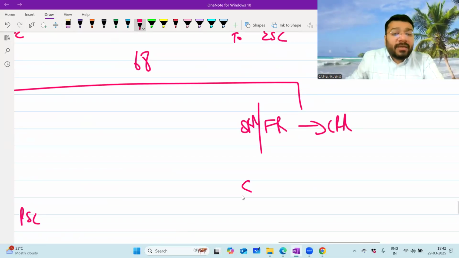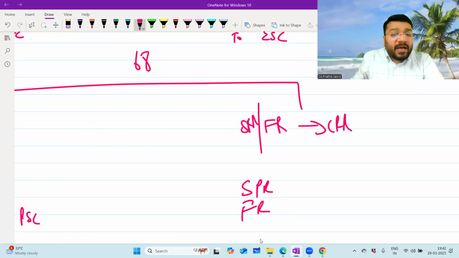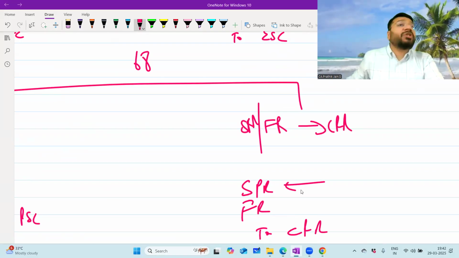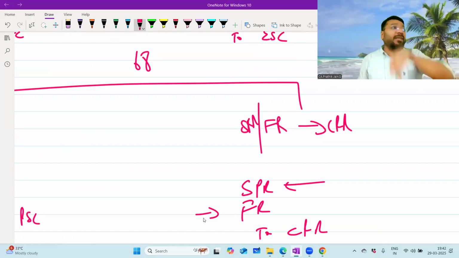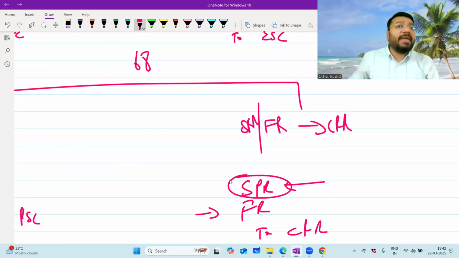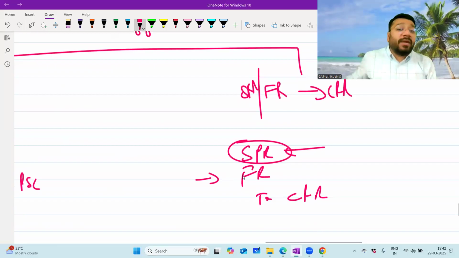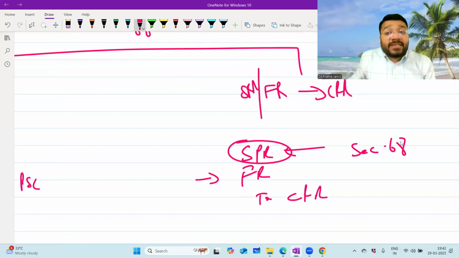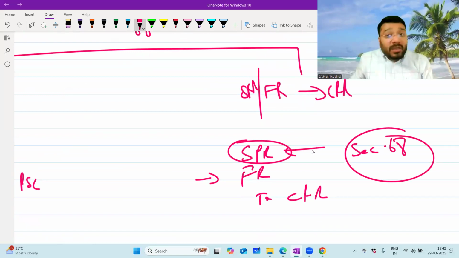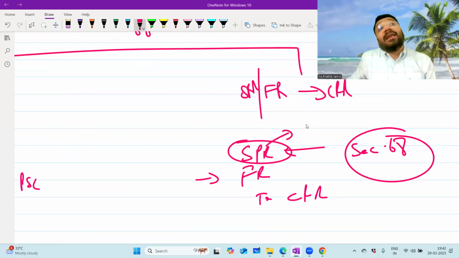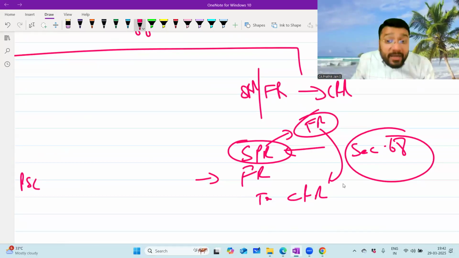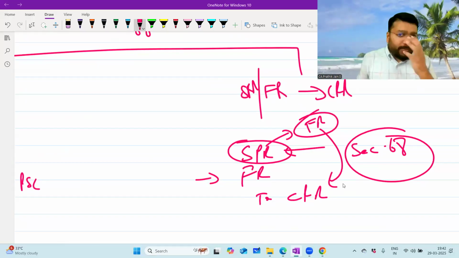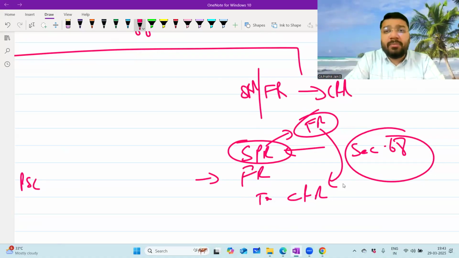Second, transfer the money from SPR and free reserve to CRR. In some questions, ICAI has not used SPR, they have used only general reserve, that is FR, despite SPR being available. And in some questions, they have used SPR comfortably. So who is allowing SPR to be utilized for the purpose of transferring to CRR? Only Section 68 has given the empowerment that, for the purpose of Section 68, SPR can be treated as free reserve to be transferred to CRR. Any problem here? Online people, any problem so far?